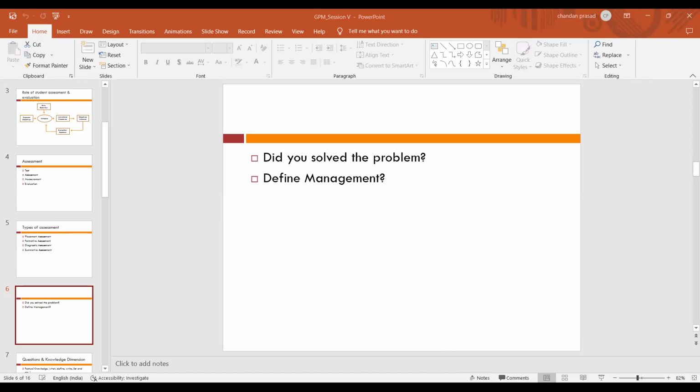Say for example, I have given an option like this. Can you tell me whether this is the right way of giving options to test the students' knowledge?